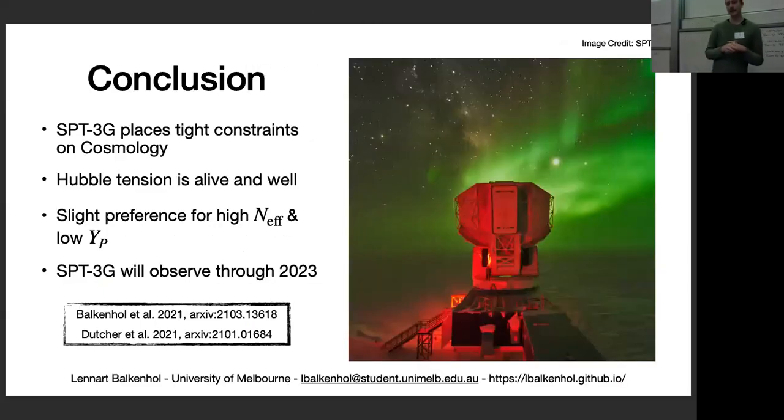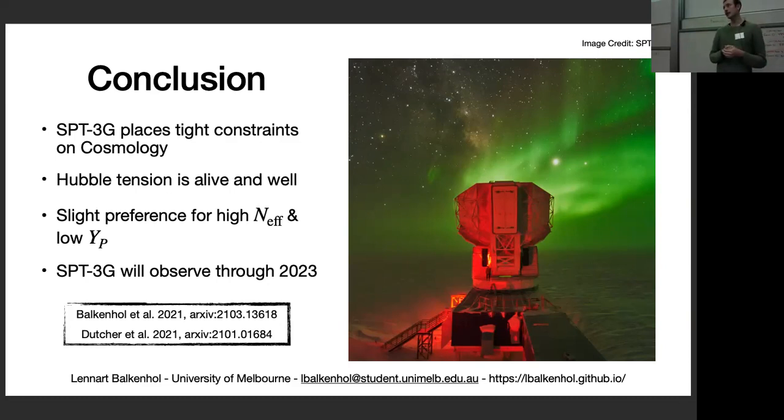So I'll wrap things up here. I hope I could convince you that SPT-3G already places some tight and interesting constraints in cosmology. We started out by looking at lambda CDM and reweighed the Hubble tension. Using a new data set and the others available, we found it to be over 4 sigma now. We then detoured, without solving the Hubble tension, into looking at extended models. We only looked at N effective and Y_P and found an interesting statistical fluctuation here in the SPT data.